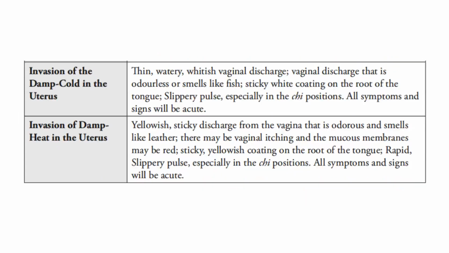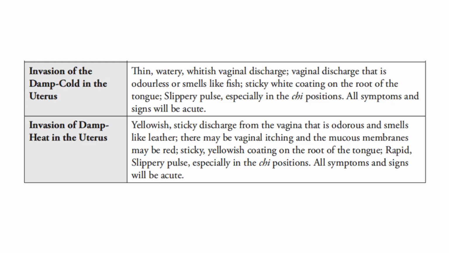For invasion of damp cold in the uterus, vaginal discharge should be thin and watery and whitish. Vaginal discharge is odorless or smells like fish. Sticky white coating on the root of the tongue. Slippery pulse, especially in the chi positions. All symptoms and signs will be acute.